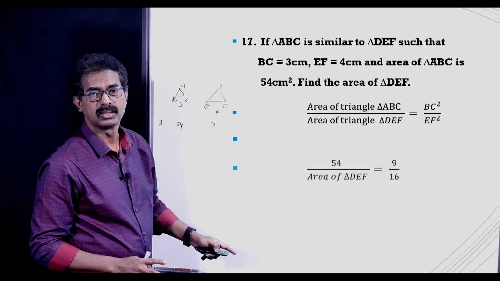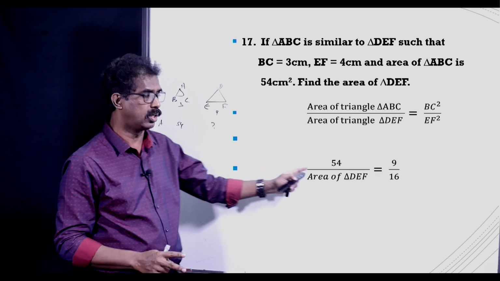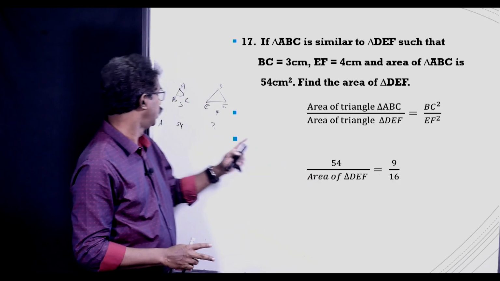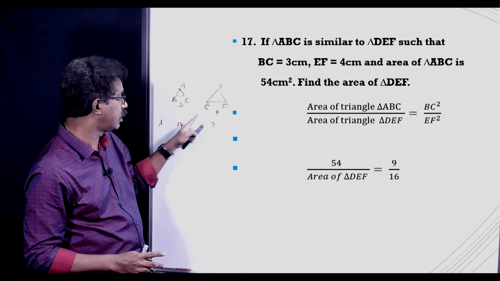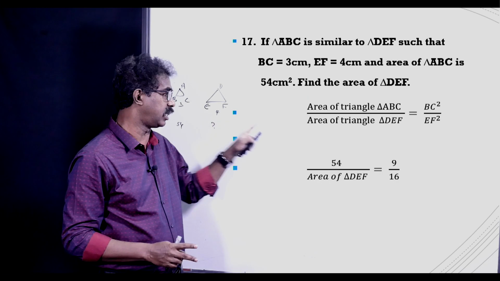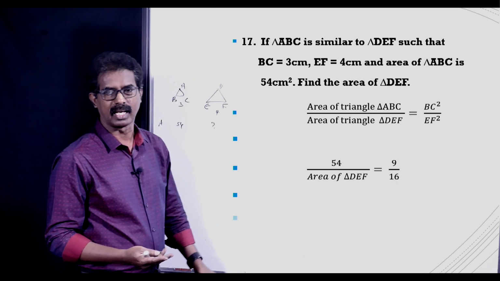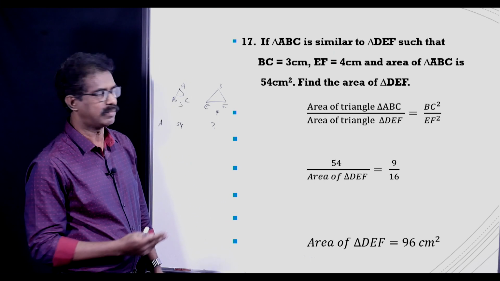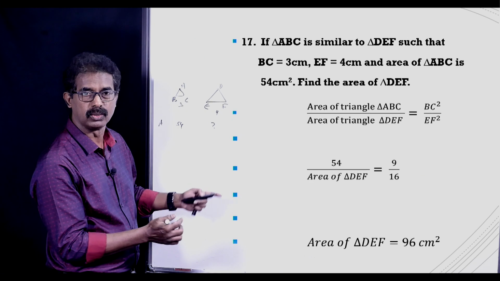Substitute the values. So area is already given, right? Here 54, here we don't know. So 54 by this equal to square of the sides. Here the side is 3, square it, 9. Here the side is 4, if you square it, 16. So you are getting this. From here you cross multiply and you can do the calculation. So you can do that sum very easily. Just remember the formula. Then calculation part, I think you know that, right?